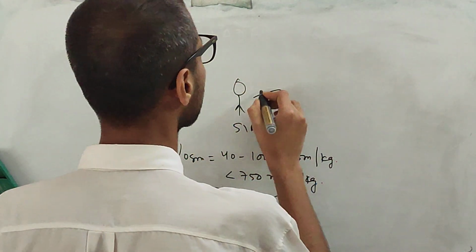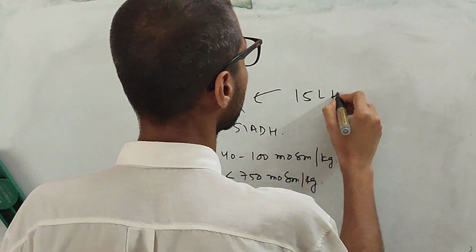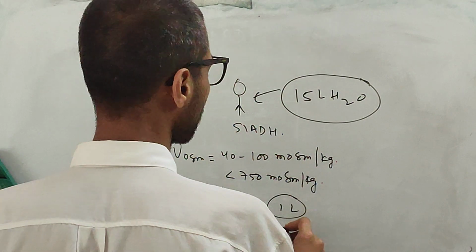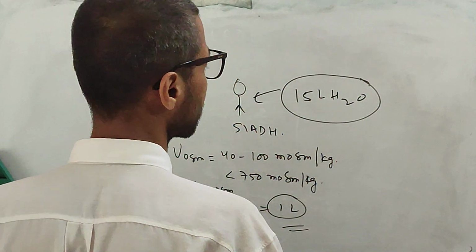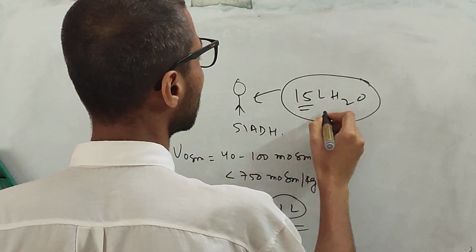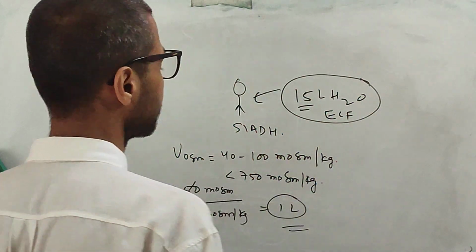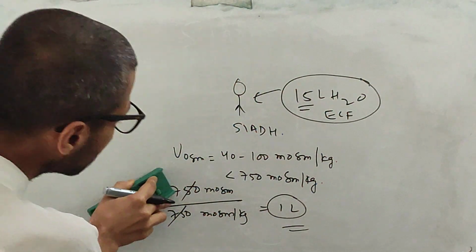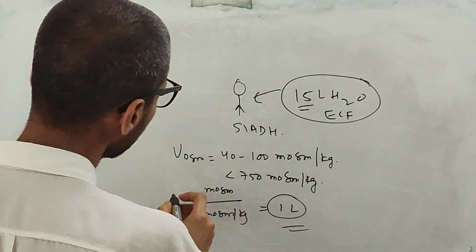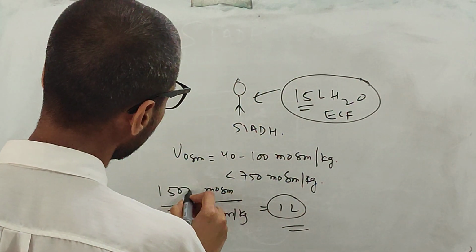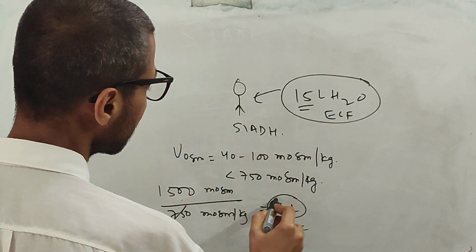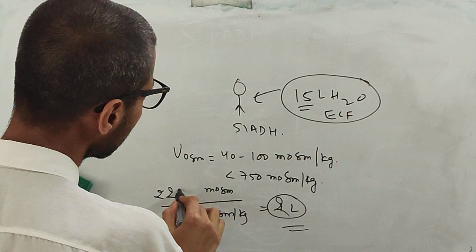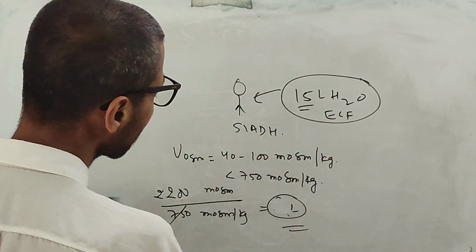If he consumes, let's suppose, 15 liter of free water, he cannot pee out urine proportionately. So all this water accumulates in the extracellular compartment. To eliminate more water, what does he have to do? He has to consume more solute. If he consumes 1500 milliosmol of solute, it becomes 2 liter. If he consumes 2200 milliosmol, he pees out 3 liter.